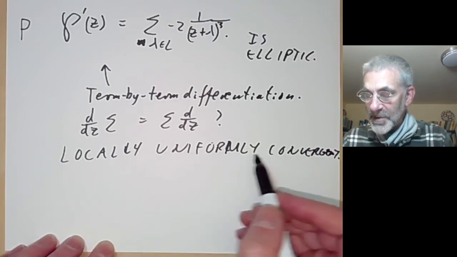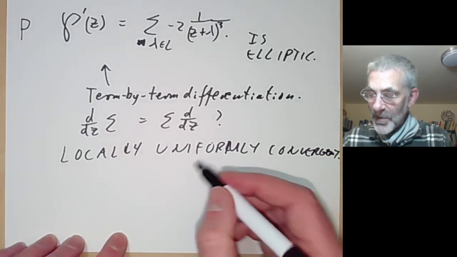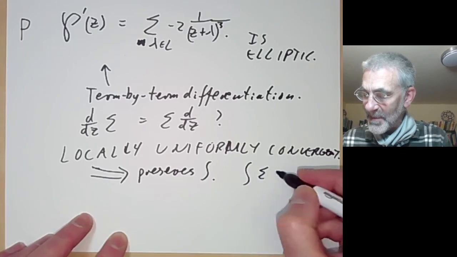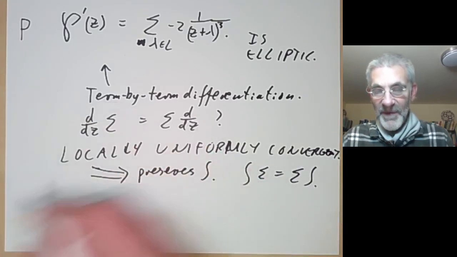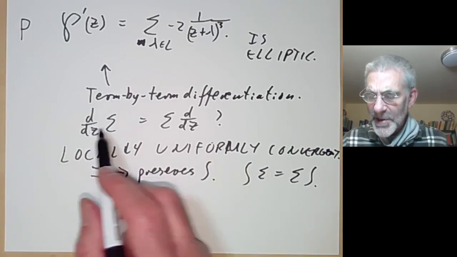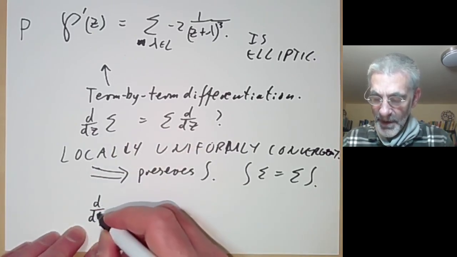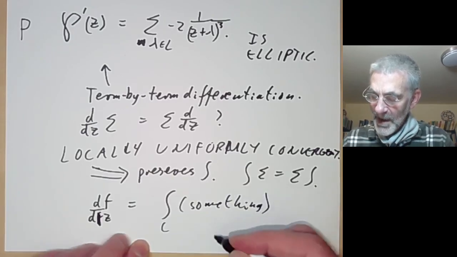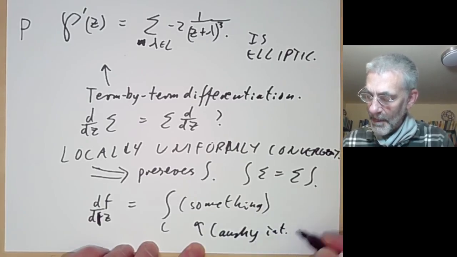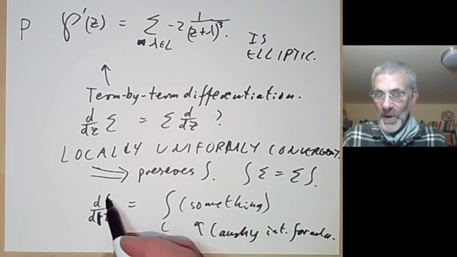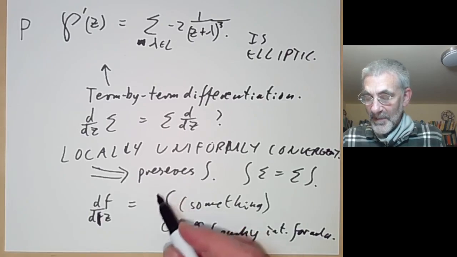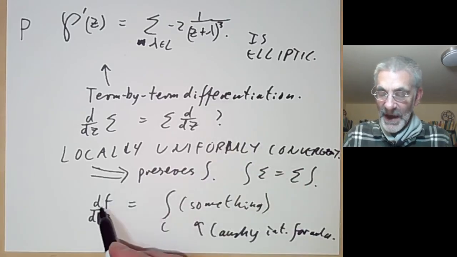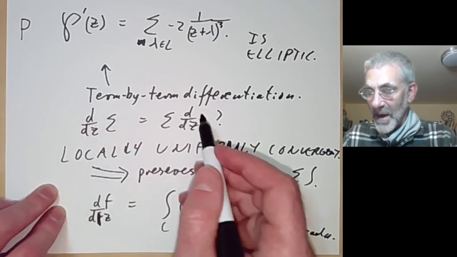So why does local uniform convergence preserve differentiation? Well, you remember, if something is locally uniformly convergent, this means it preserves integration, in that the integral of some sum is equal to the sum of the integrals, provided you're integrating over some finite path. So how do we get from that to differentiation being preserved? Well, the answer is that the derivative d by dz of f is equal to some sort of integral over C of something, which we don't really care about. And this is just the Cauchy integral formula. You remember we had Cauchy's integral formula for f, and we had a variation of it for the derivative of f. And so we can write derivatives in terms of integrals. And because local uniform convergence behaves very nicely with respect to integrals, it also behaves nicely with respect to derivatives. So this minor technical point doesn't really matter.